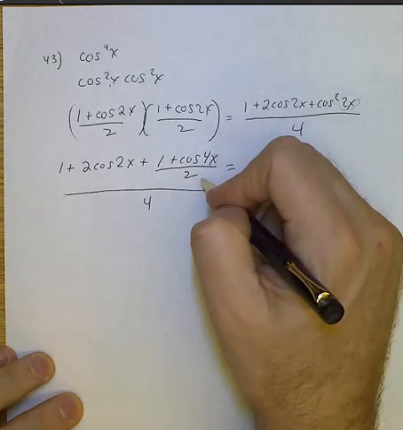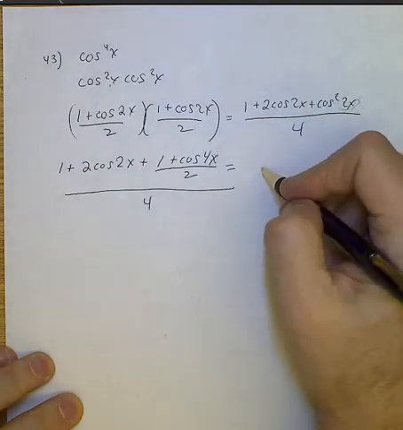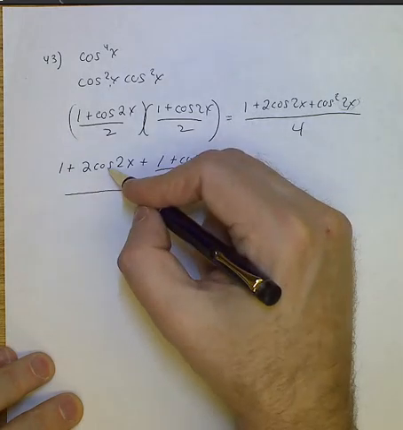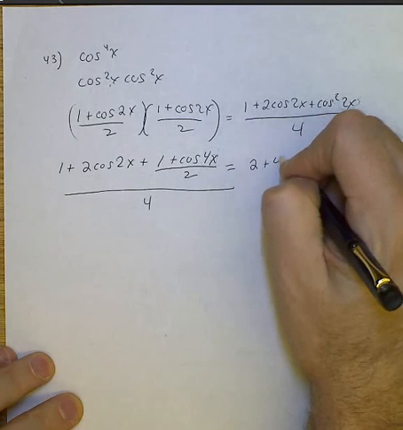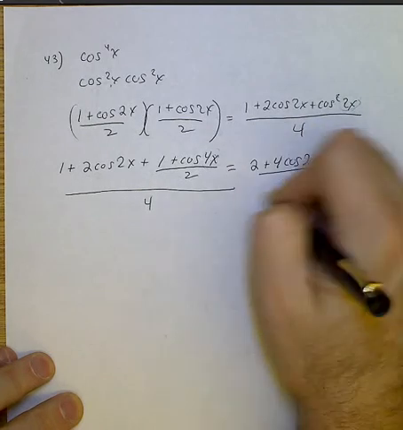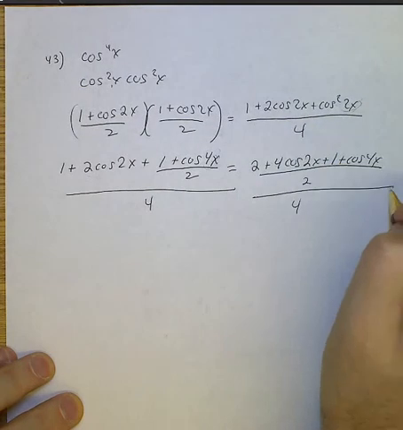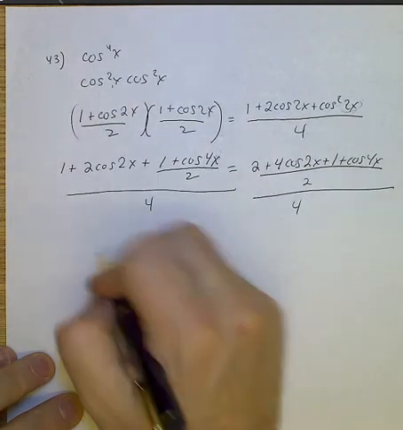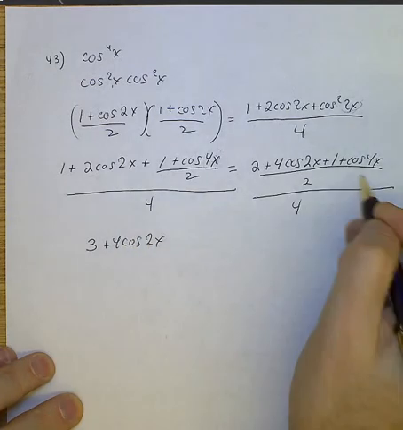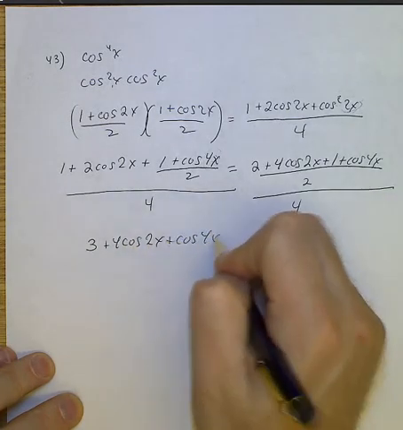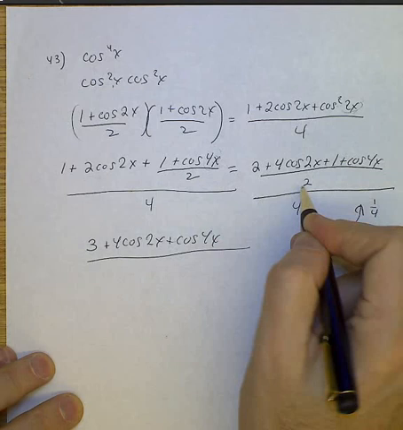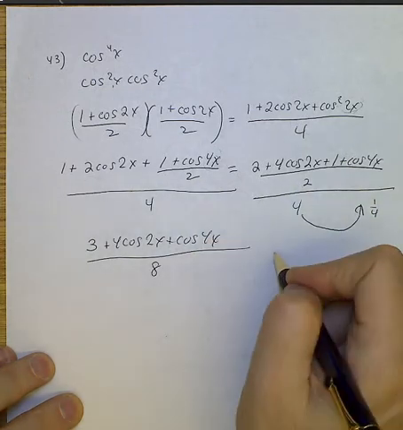Now I'm going to create a common denominator here up in the numerator. I'm going to make everything divisible by 2, which means I have to multiply this term by 2 and this term by 2. So we get 2 plus 4 cosine 2x plus 1 plus cosine 4x all over 2 and all over 4. Okay, now I have 2 plus 1 is 3. So I can go 3 plus 4 cosine 2x plus cosine 4x. And when I divide by 4, which means I multiply by a fourth, the 2 gets multiplied by the 4, and I'm left with 8 in the denominator.